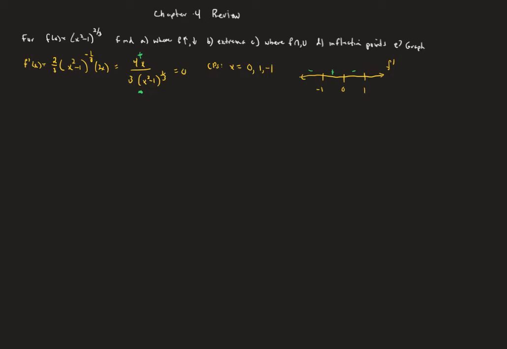And if I plug in something like 2, then everything's positive, numerator and denominator, and so we'll get a positive. So the answer to part A: f is going to be increasing on the closed interval from negative 1 to 0, and also from 1 to infinity, and f will be decreasing on the interval from negative infinity to negative 1, including the negative 1, and from 0 to 1, including both endpoints.